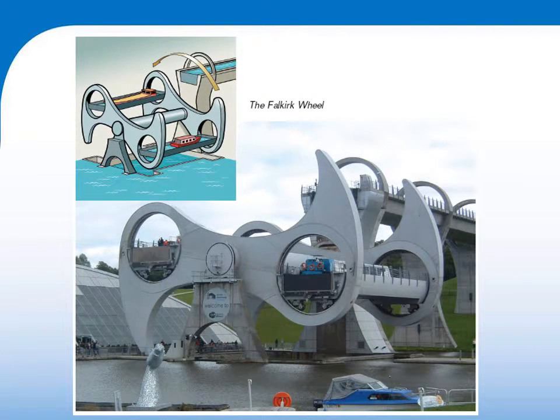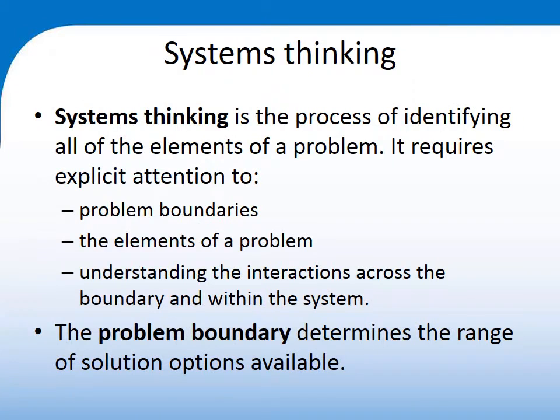Here is a major engineering project in the UK. This device lifts barges from one canal to another without losing any water. As the wheel rotates, it lifts barge and water in one rotation. The Falkirk Wheel was a revolutionary system and an approach to a century-old problem. You will now adopt the systems approach with your thinking.